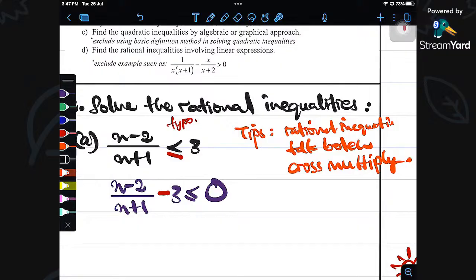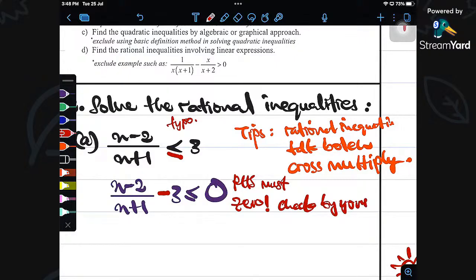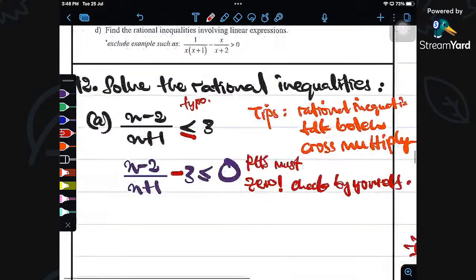And I would like you to do your own homework. Why can we not cross multiply? You Google lah. Try to Google yourself and ask, kenapa tak boleh cross multiply? Kenapa mesti minus 3 both sides? So that on the right hand side here we got 0. Right hand side must be 0. Why? Just check by yourself lah. Tapi inilah hakikatnya.